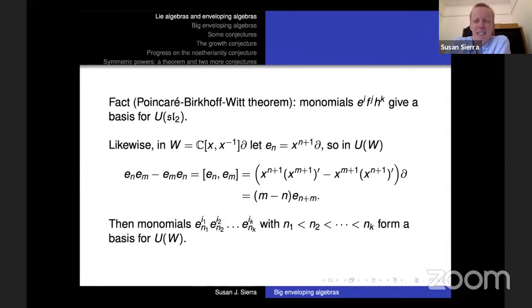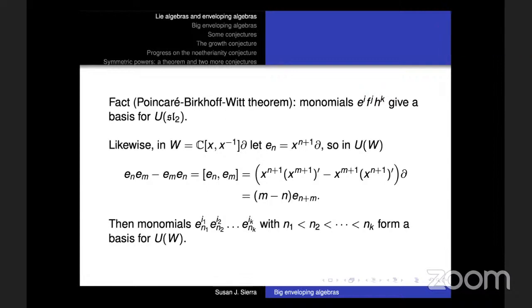I like the aesthetics of it. And the PBW theorem here tells you that monomials where you start with small variables and then go to big variables form a basis for the enveloping algebra U of W. So just to give a concrete example, E1 E2 is in my basis, E2 E1 isn't, but I can use the relation to write E2 E1 as a linear combination of E1 E2 and E3, and so express it in terms of this basis.